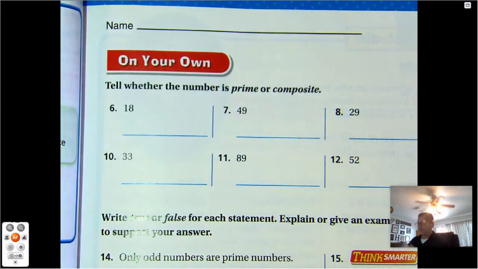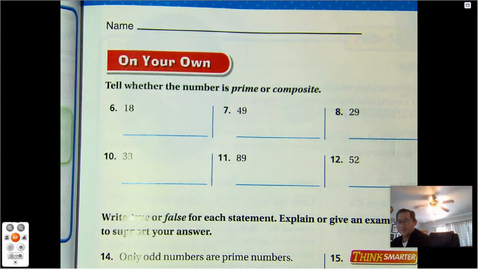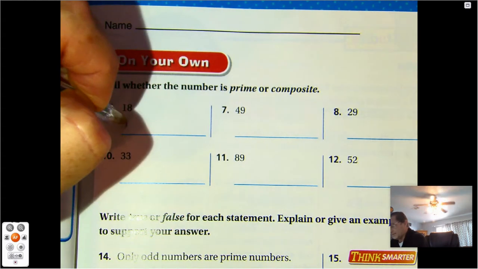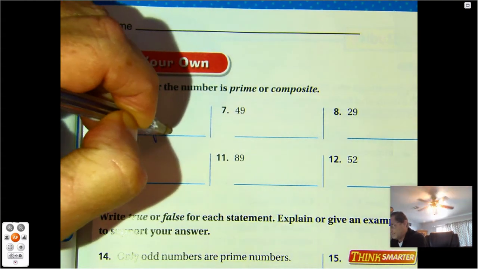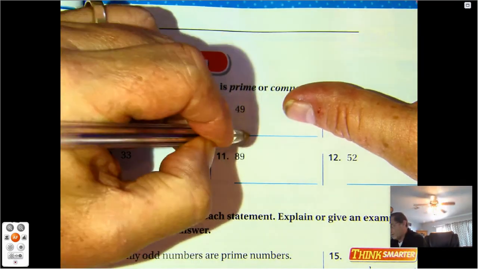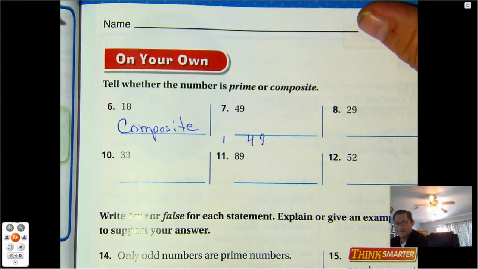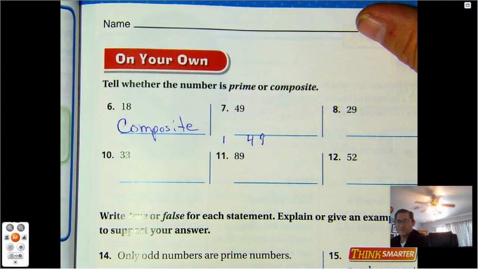18, we actually did that on the previous page, but we know 1 and 18 work. We also know 2 works because 18 is even. So that's at least 3 factors. So it's got to be composite. 49. Well, I know 1 and 49 works. 2 doesn't because it's not even. 3, 9 plus 4 is 13. 13 is not divisible by 3.